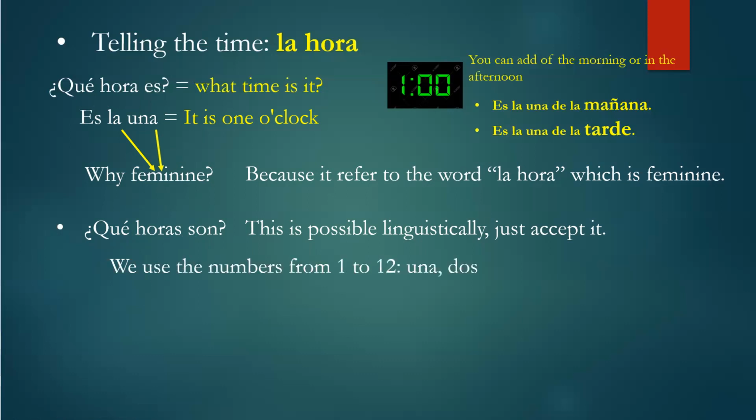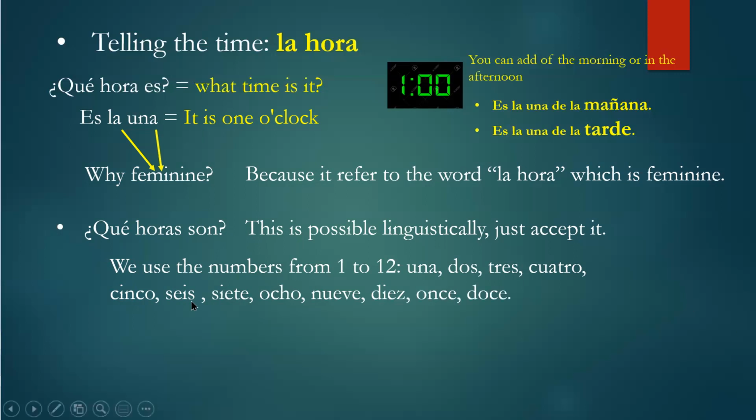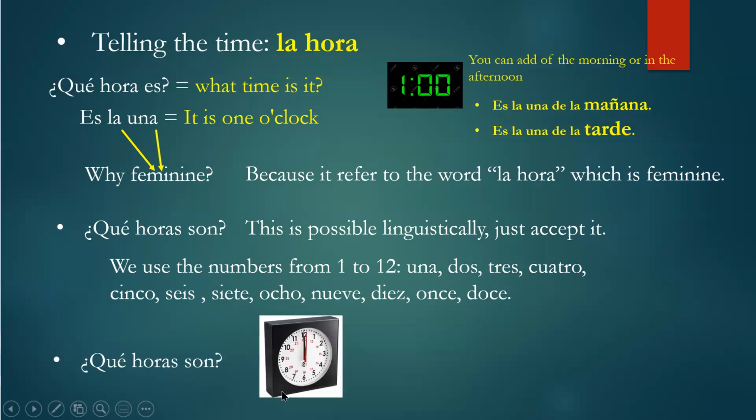We will use the numbers from 1 to 12 to say the time, so I'm just reminding you of these numbers. Una, remember una is feminine. It's the only one that you will see is feminine. So 1, 2, 3, 4, 5, 6, 7, 8, 9, 10, 11, 12. Then you can ask ¿qué horas son? and you see the time here is 12 o'clock. So what are you going to say? You're going to say son las 12. It is 12 o'clock.